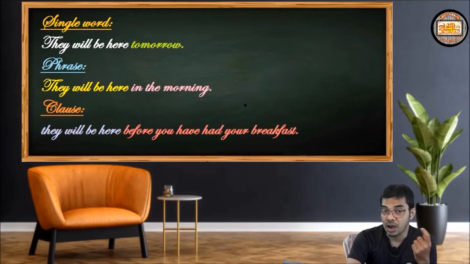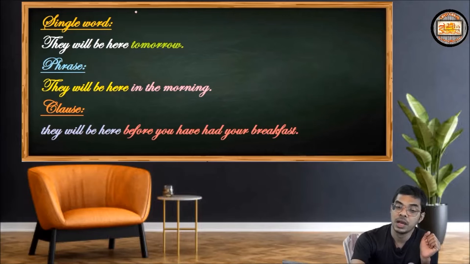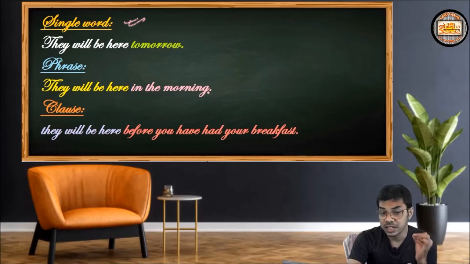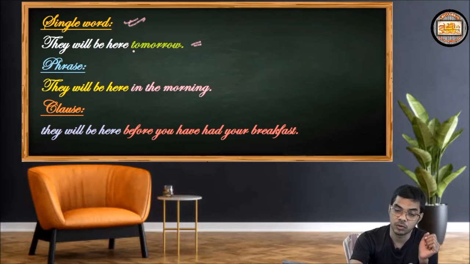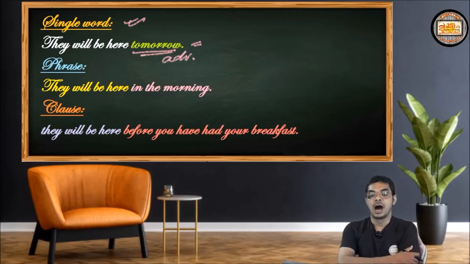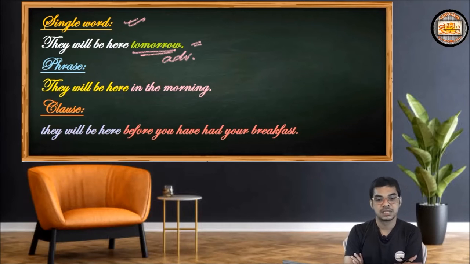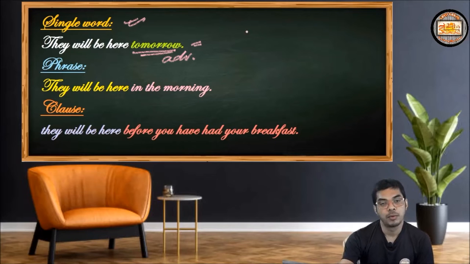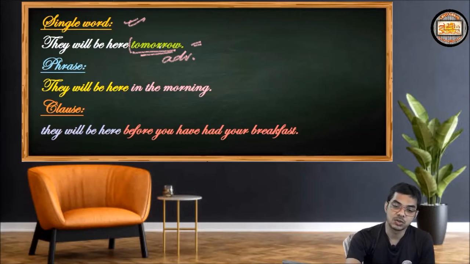So let's explore how we get a single word as an adjunct. They will be here tomorrow, this sentence. Here, tomorrow is an adverb and it's used as an adjunct in this sentence. But let me make one point clear and let us check how this is a dispensable part of this sentence and how it doesn't disturb the basic structure when we drop it from our sentence. They will be here tomorrow. And here, as we have said, this tomorrow is not so very important. Let's discard this from the sentence.